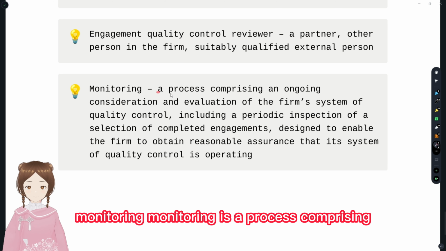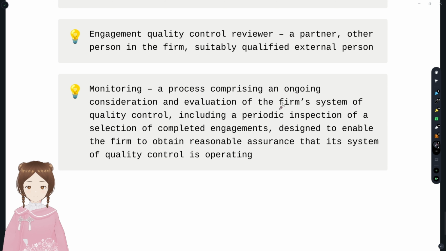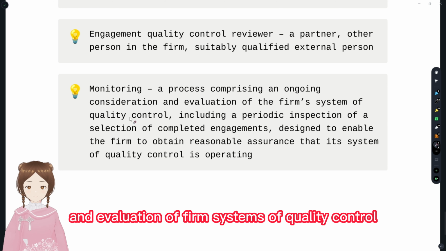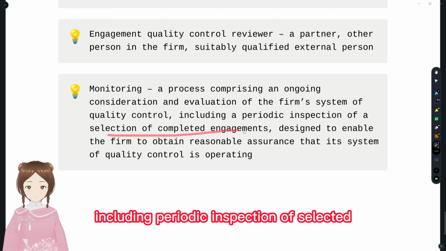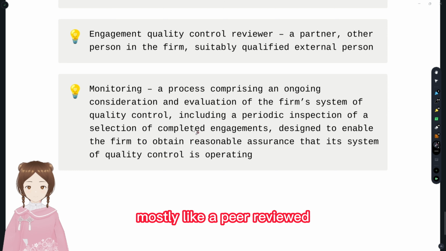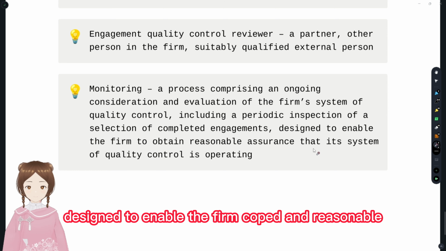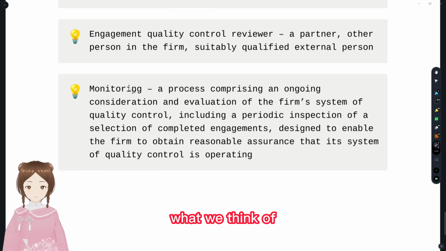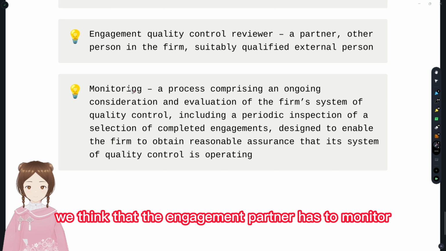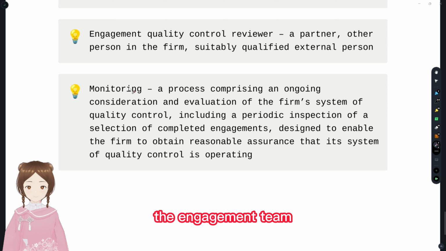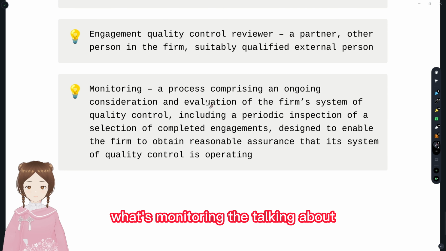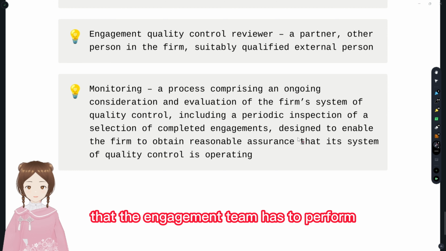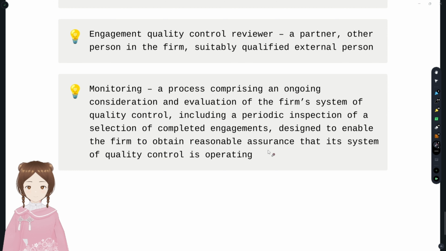Monitoring. Monitoring is a process comprising ongoing consideration and evaluation of the firm's system of quality control, including periodic inspection of selected completed engagements, mostly like a peer review, designed to enable the firm to obtain reasonable assurance that the system of quality control is operating. Mostly, whenever we see monitoring, what do we think of? We think that the engagement partner has to monitor the engagement team, or the management has to monitor the operations in the entity, right? But as per SA 220, the monitoring they are talking about is the quality control procedures that the engagement team, that the auditor, has to perform.